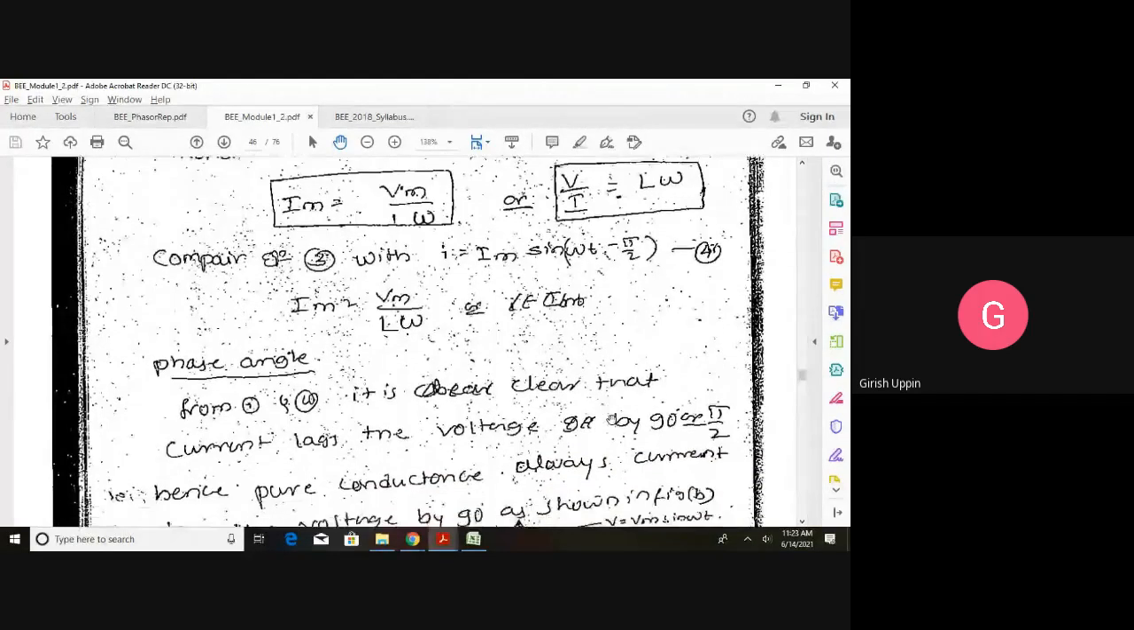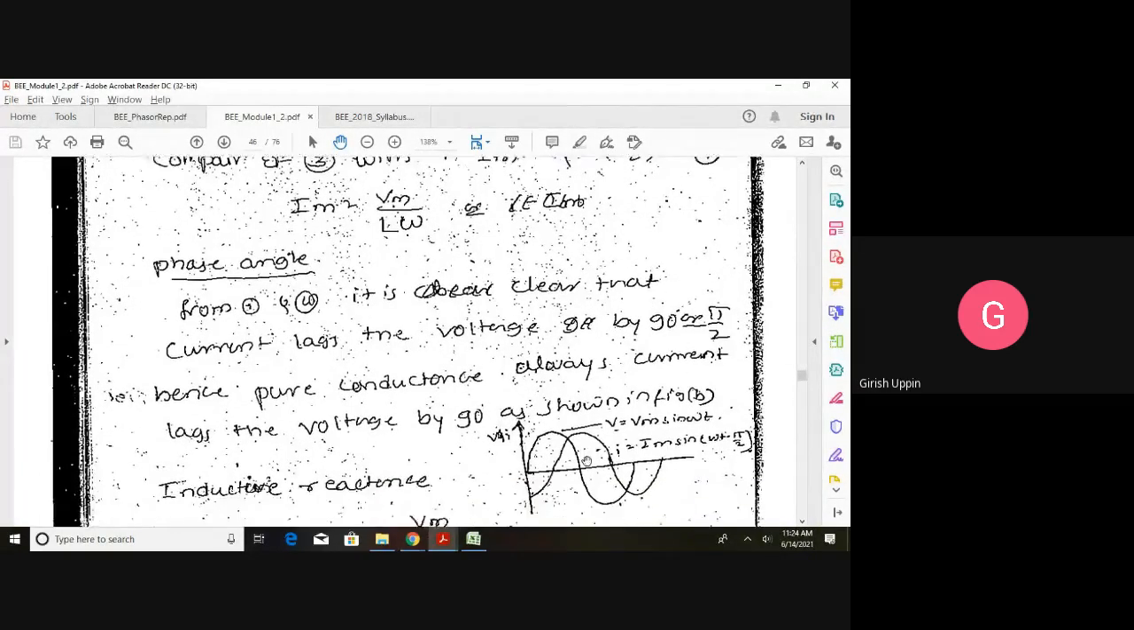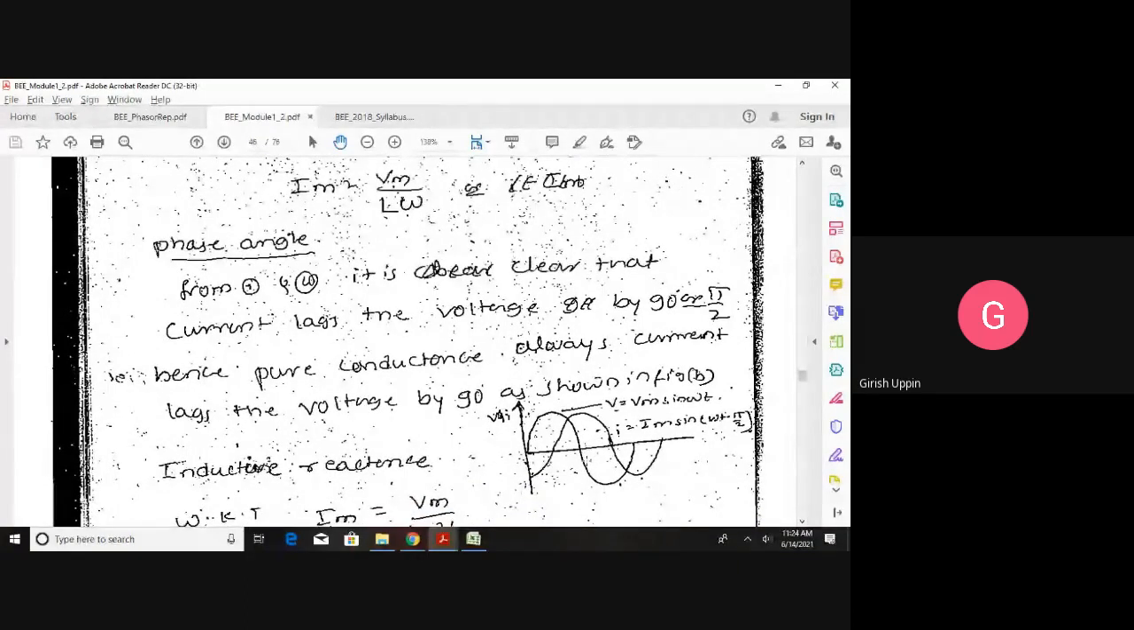So if I draw the diagram, from equations 1 and 4, where 1 is the voltage V is equal to Vm sin omega t, and this is I is equal to Im sin omega t minus pi by 2. From equations 1 and 4, it is clear that the current lags, which means it is delayed. The current lags the voltage by 90 degrees or pi by 2. Hence, in a pure inductance, the current always lags the voltage by 90 degrees. You have to remember this.